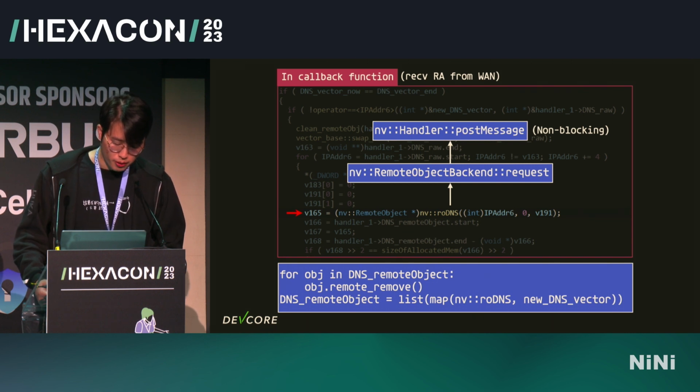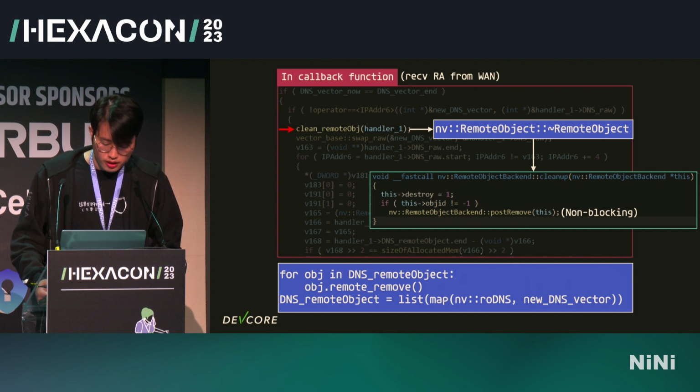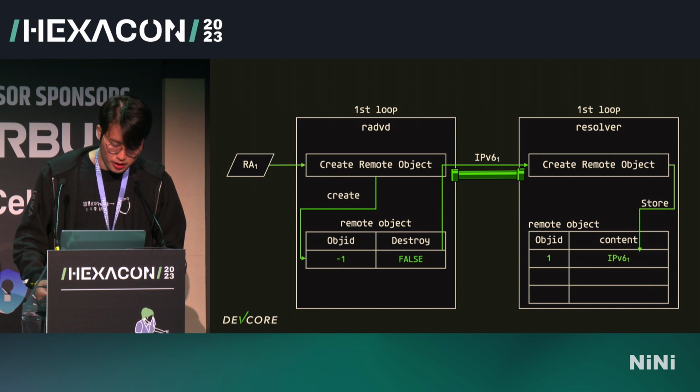It means the remote object won't get the object ID immediately. So if we send requests too fast, the second RA arrives before the RADVD gets the object ID of the old remote object. The RADVD can only soft delete those old objects rather than really delete them. They cause the race condition. So this is what happens if we follow them step by step.